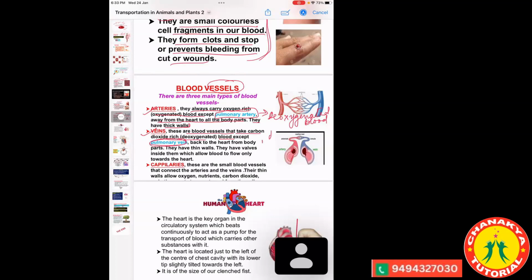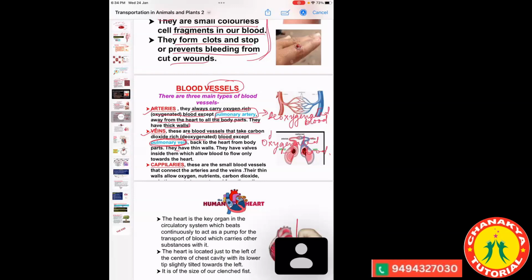What do? They carry the oxygenated blood. So there is only one vein which carries the oxygenated blood, which is the pulmonary vein. So arteries will always carry oxygenated blood. Veins will always carry deoxygenated blood. The only artery which carries the deoxygenated blood is the pulmonary artery. And the only vein which carries the oxygenated blood is the pulmonary vein.